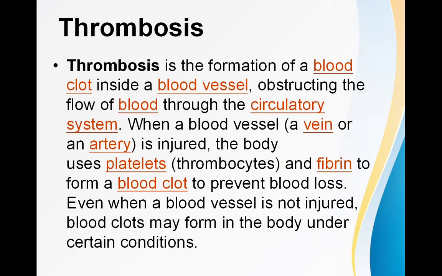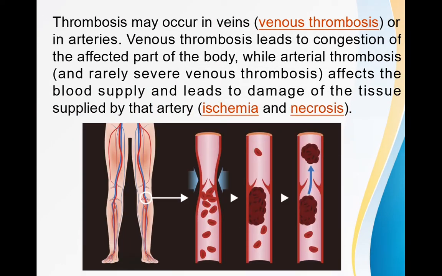Thrombosis. Thrombosis is the formation of a blood clot inside the blood vessel, obstructing the flow of blood through the circulatory system. When a blood vessel is injured, the body uses platelets and fibrin to form a blood clot to prevent blood loss. Even when a blood vessel is not injured, blood clots may form in the body under certain conditions. Thrombosis may occur in veins or in arteries. Venous thrombosis leads to congestion of the affected part of the body, while arterial thrombosis affects the blood supply and leads to damage of the tissue supplied by that artery.